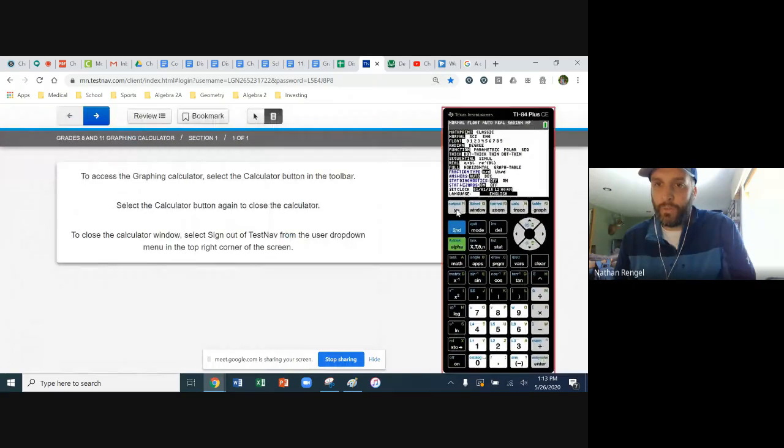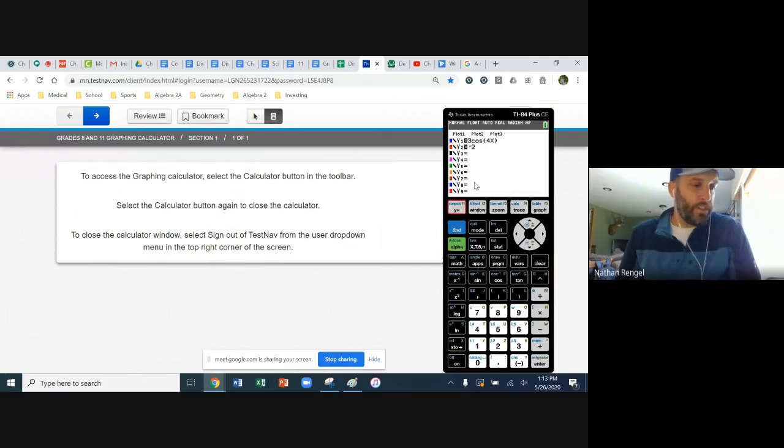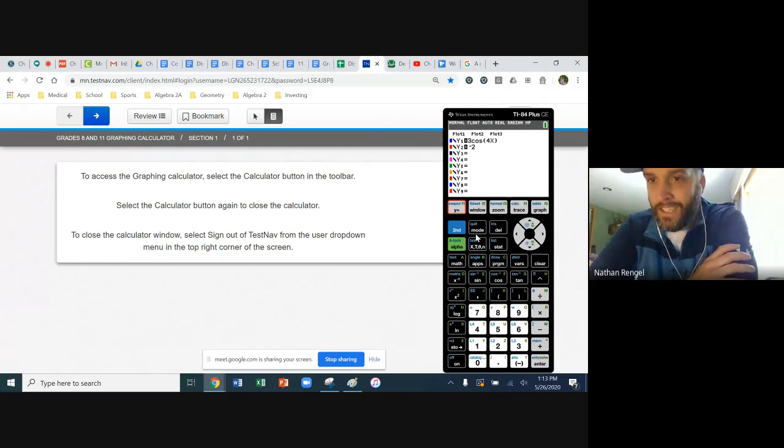Next thing we'll do is head to our y equals, and you'll put in your cosine formula, 3 cosine 4x, and 4x is in place of theta. That's what your calculator will use. And then in our y2, we're going to put -2.